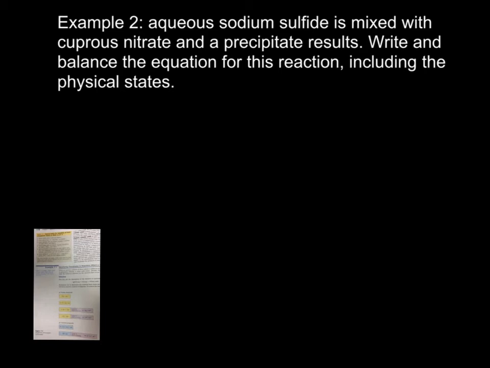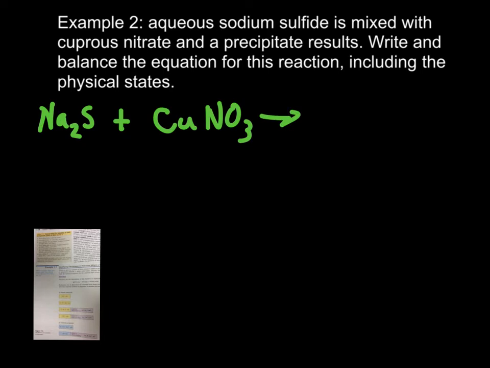All right, let's take a look. In this particular problem, we have sodium sulfide, Na2S, and it gets mixed with cuprous nitrate and some precipitate results. Again, based on what we know so far, because we have two compounds reacting together and they're both aqueous solutions, we know that this is going to be a double displacement reaction.